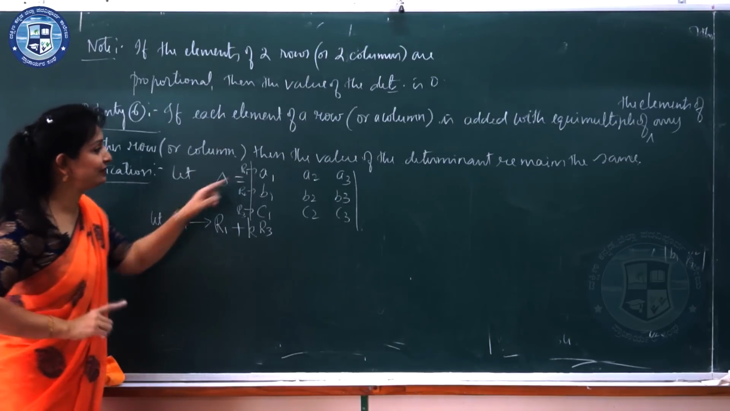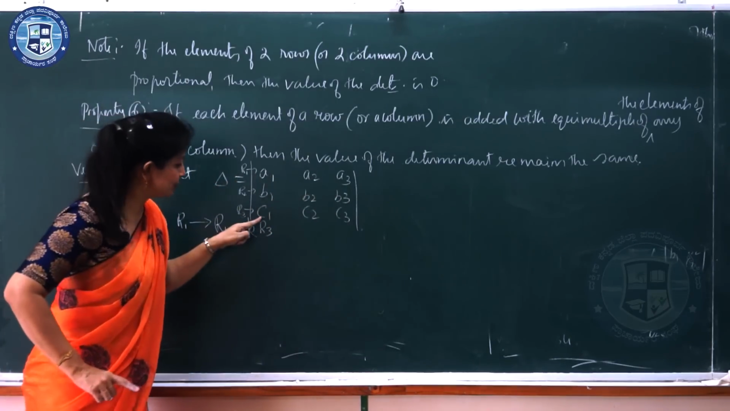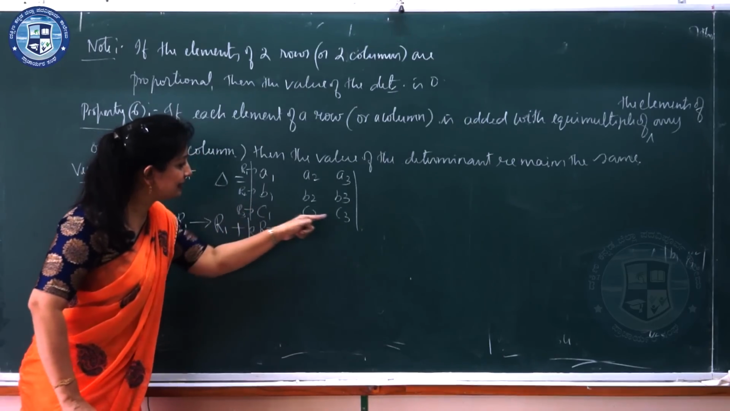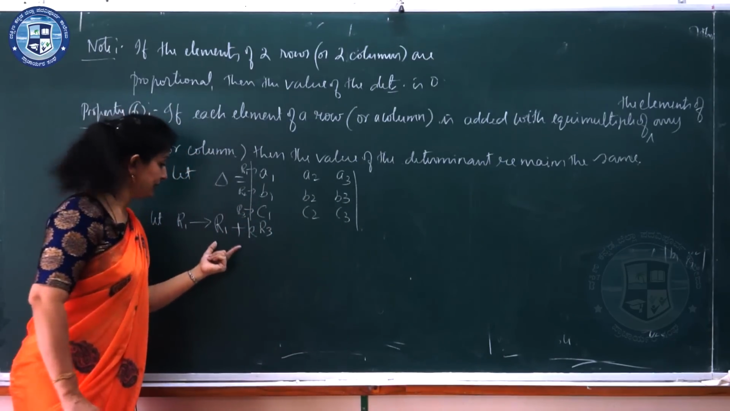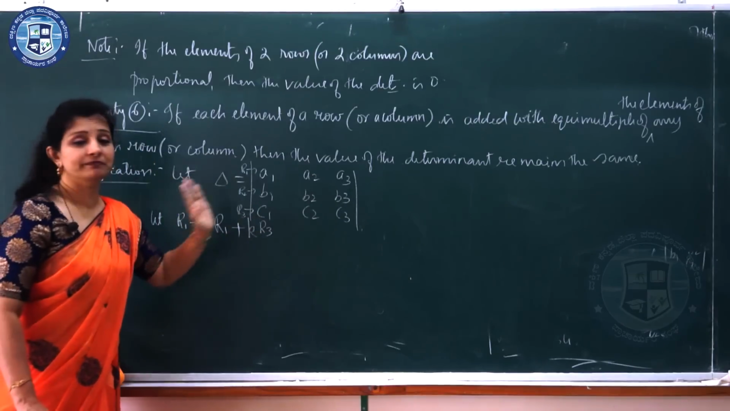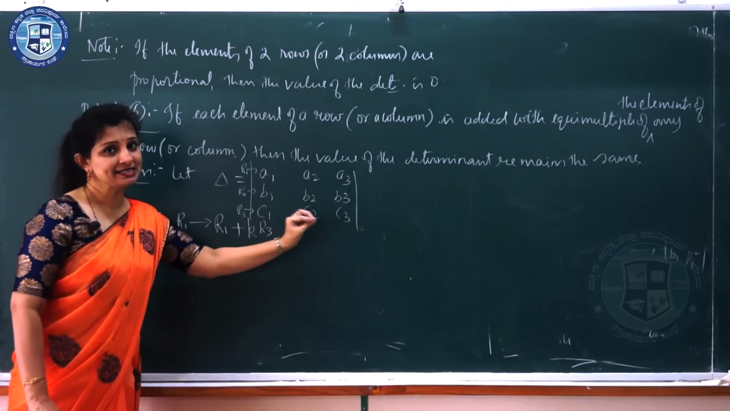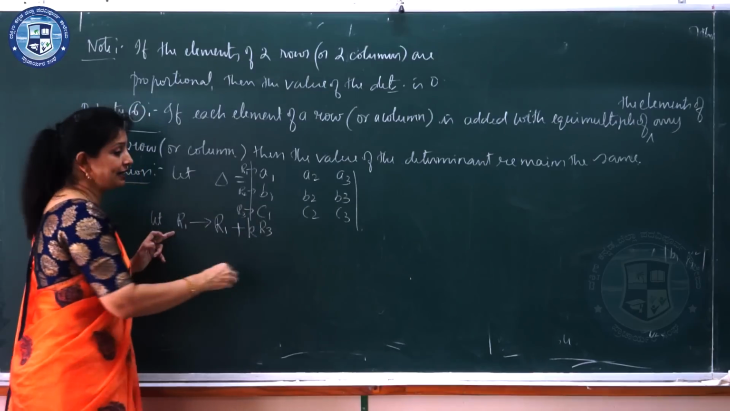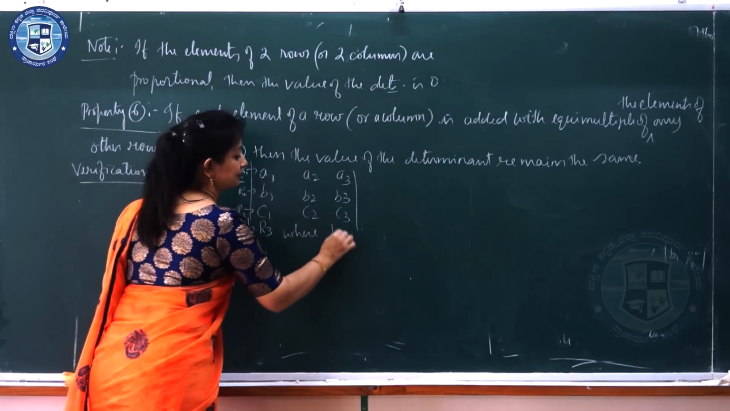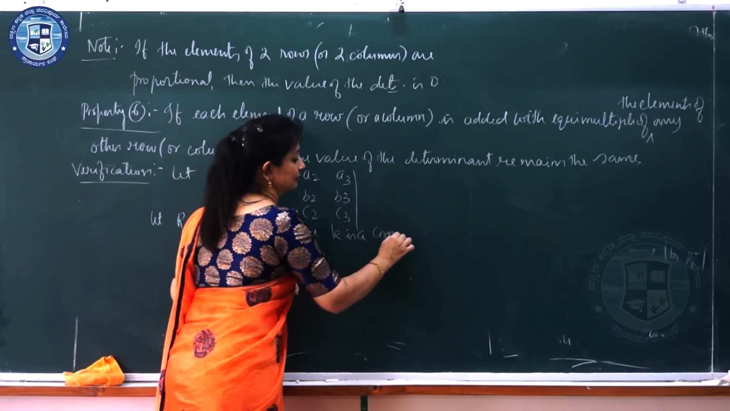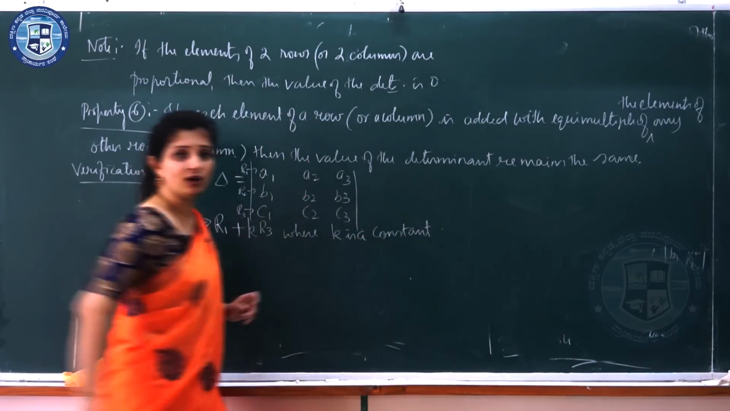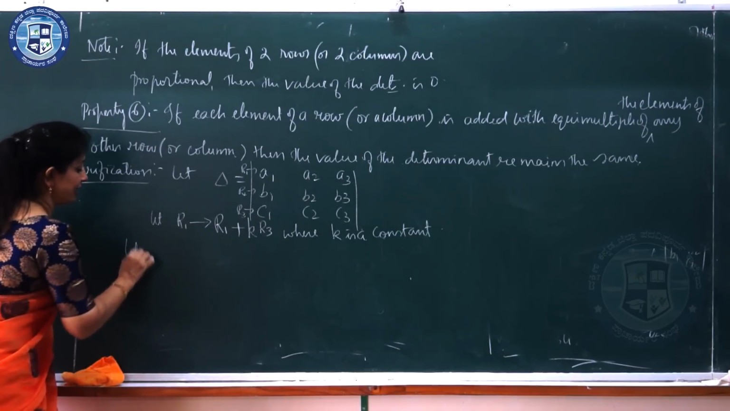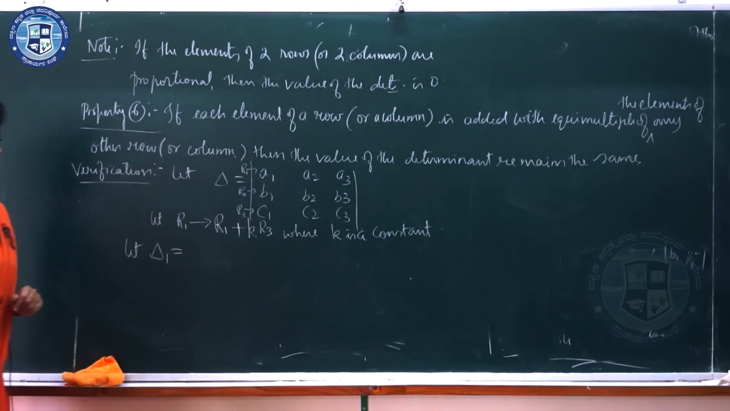So R1 elements are added to R3 elements multiplied by the constant k, and the determinant value remains the same. R1 plus k times R3, where k is a constant. There won't be any change. Delta remains delta only. So let us consider this as delta 1.